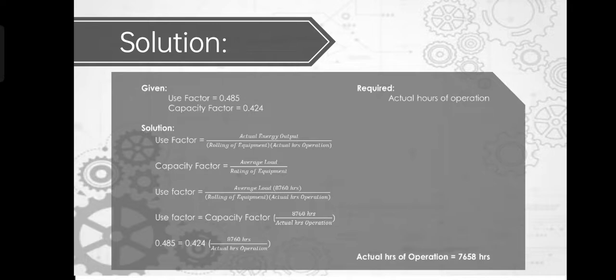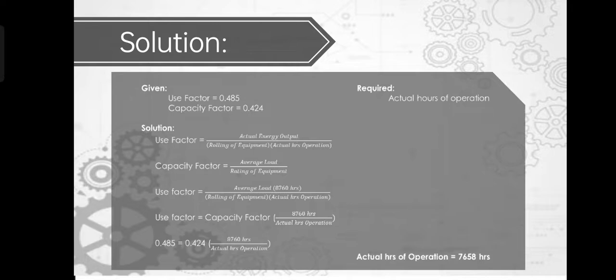So the solution for this: use factor is equal to actual energy output over rating of equipment times actual hours of operation. Capacity factor is equal to average load over rating of equipment. Use factor is equal to average load, in which 8,760 hours over rating of equipment times actual hours of operation. Use factor is equal to capacity factor times 8,760 hours over actual hours of operation.